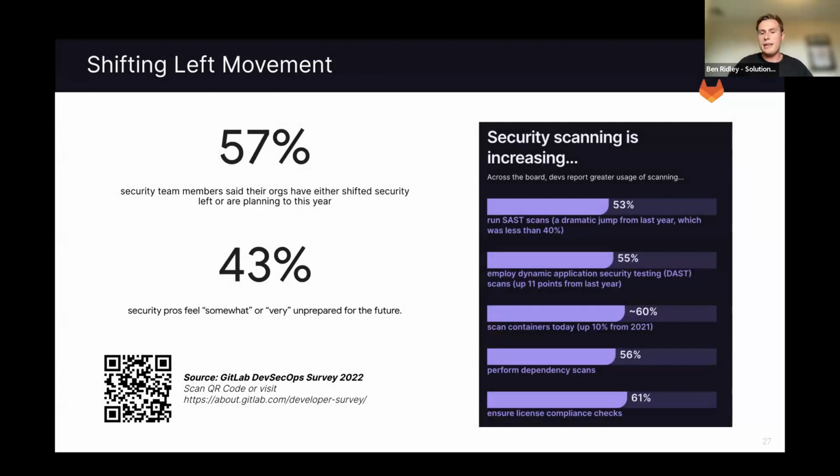We at GitLab run a DevSecOps survey every year, and there's been a bit of a movement for shifting left, which we've observed. So I've got some snippets of our State of DevSecOps report. As you can see, security scanning has actually increased a lot over the last few years. Across the board, developers are reporting greater use of static analysis, dynamic application security testing, and scanning the containers that they're building. The industry is kind of moving towards this idea of automating security scanning and shifting it left earlier in that development process. We've noticed that 57% of security team members have said their organizations have either shifted left or are planning to this year. And 43% of security professionals feel somewhat or very unprepared for the future.